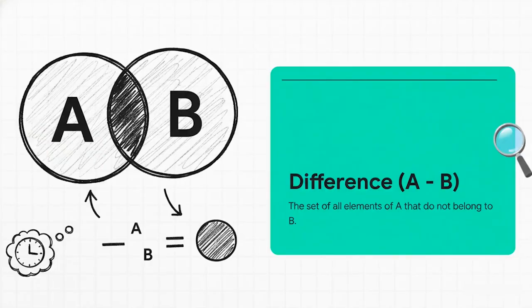And our last big operation for today is the difference. When you see A minus B, what we're really asking is, what's left in set A after we take away anything it shares with set B? It's pretty much just like subtraction, but for sets.